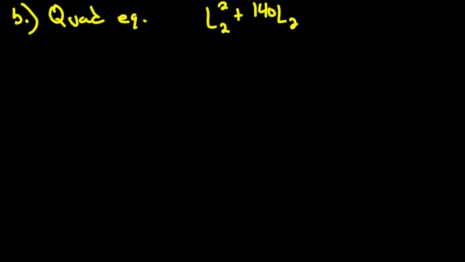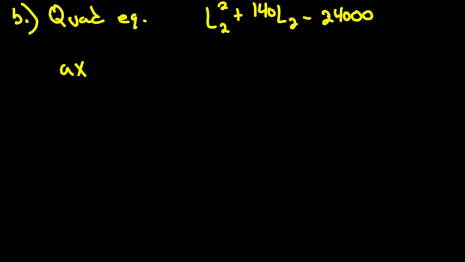So for this one, we want to do the quadratic equation. I'm just going to write quad equation. Now, we're given this equation that we solved for, L2 squared plus 140 L2 minus 24,000.